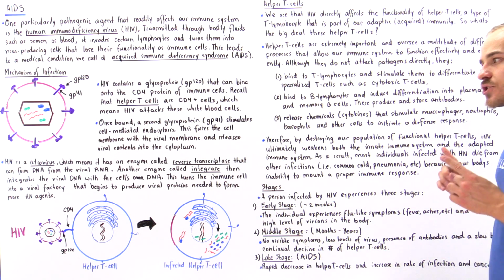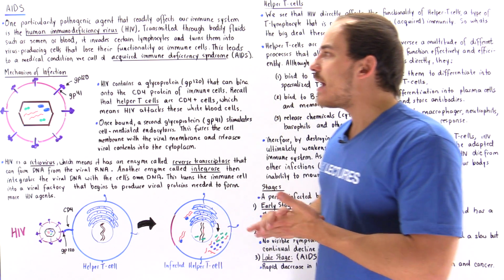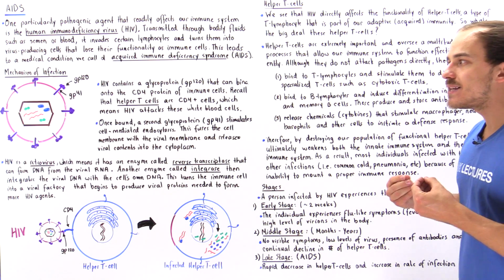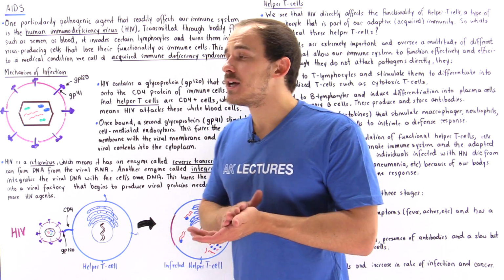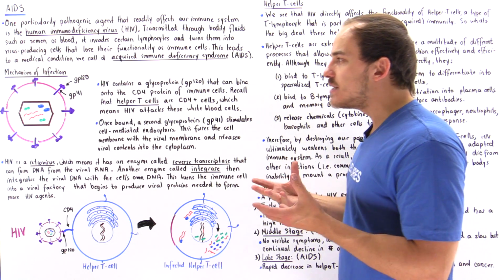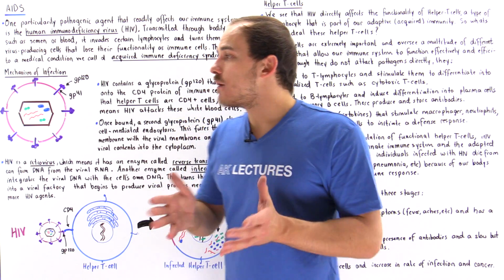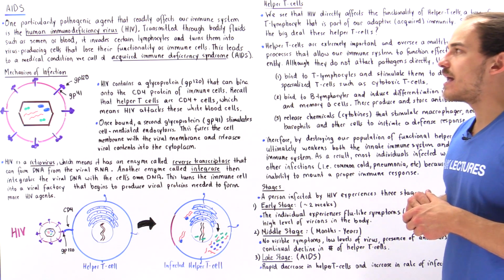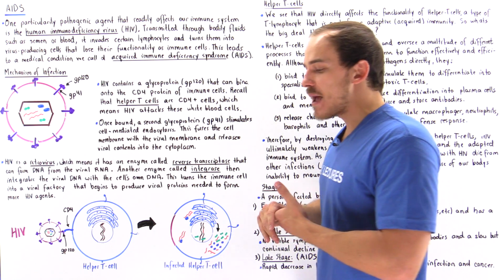Now, the next question is, what's the big deal about these helper T cells? Why is it that when these helper T cells are destroyed, our immune system becomes so weak? So we have many different types of white blood cells in our body, and helper T cells are only one of these different types of white blood cells. So what exactly makes the helper T cell so special?